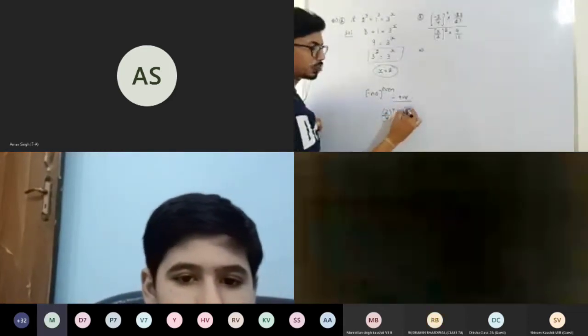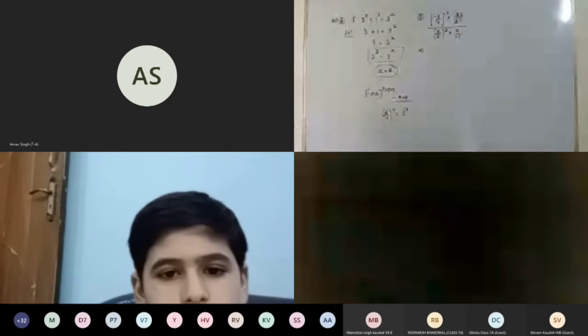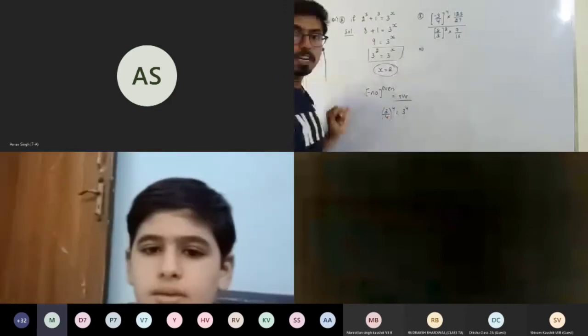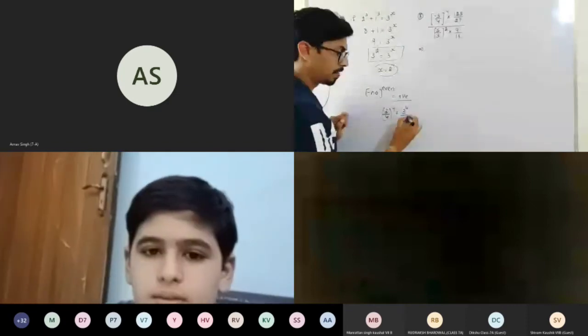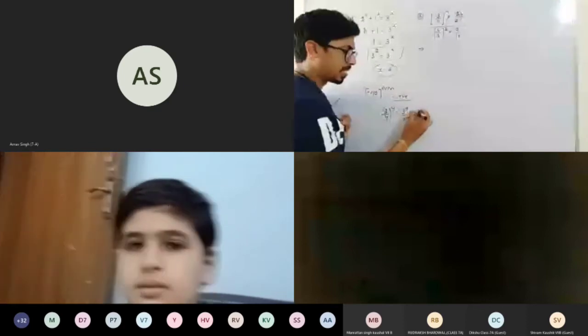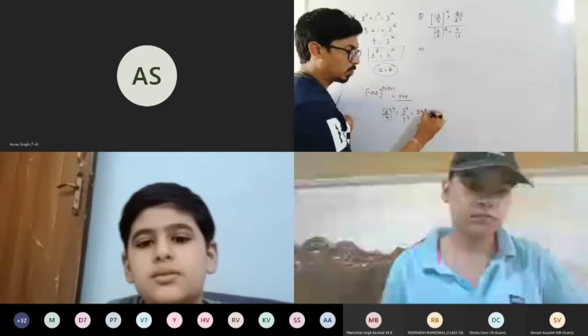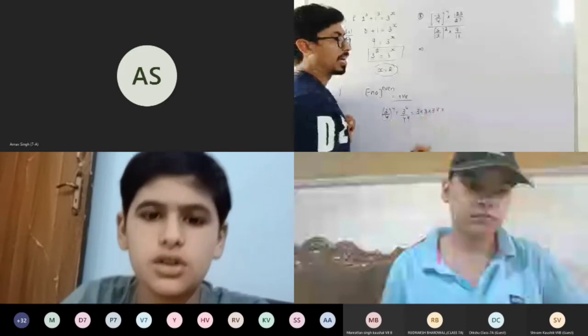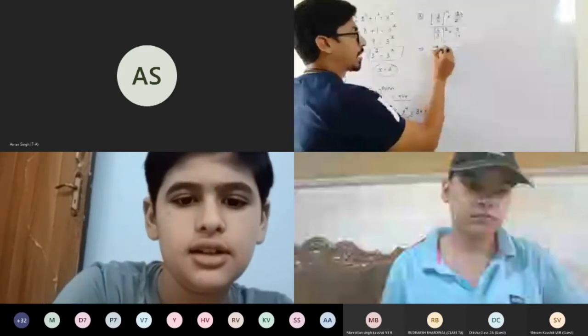This means 3 raised to power 4 and 4 raised to the power 4. Okay. 3 raised to power 4 means 3 into 3 into 3 into 3. 3 threes are 9, 9 threes are 27, 81. It will be 81 upon.